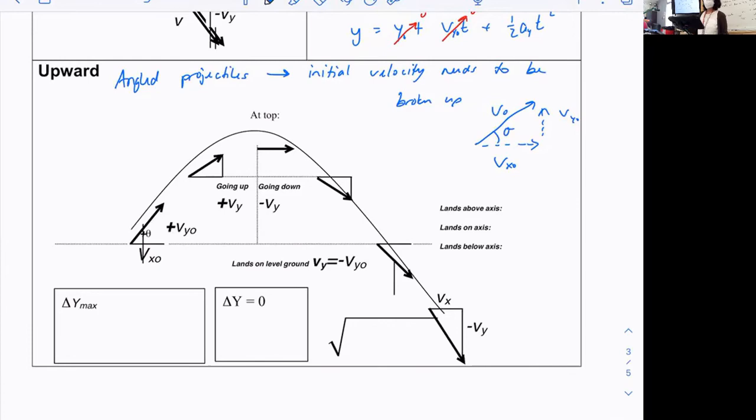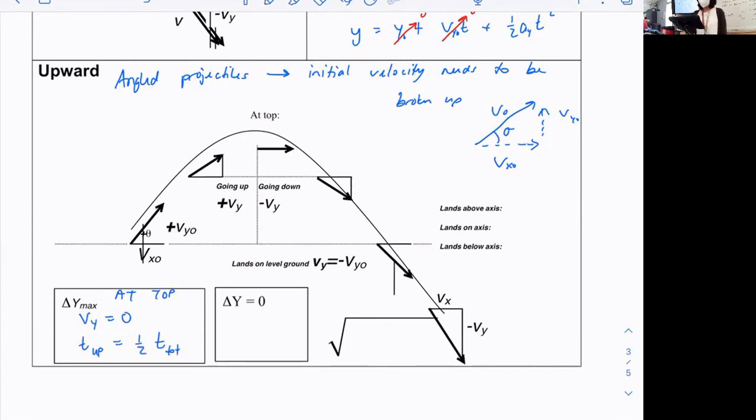In terms of looking at this at different positions in the journey of the projectile, at y max, when the projectile is here at the top, a couple things to note is that the y velocity is 0. So this occurs at the top. When I have my delta y max, or I'm at the top, my y velocity is 0. And the time to get up to that position is just half the total time, right? There is that symmetry for projectiles. So the time just to reach that maximum position is half the total time.